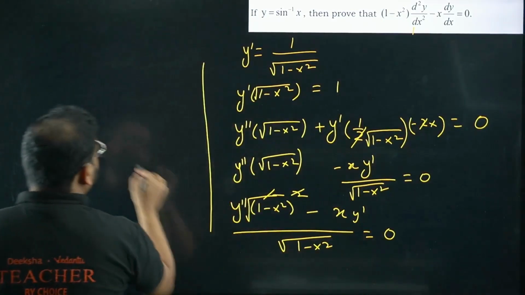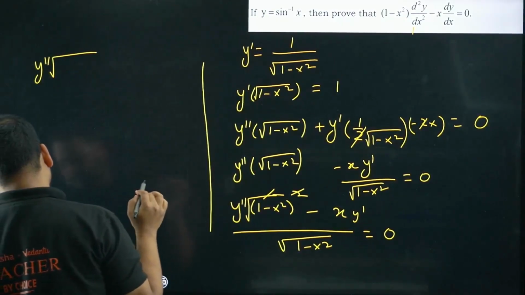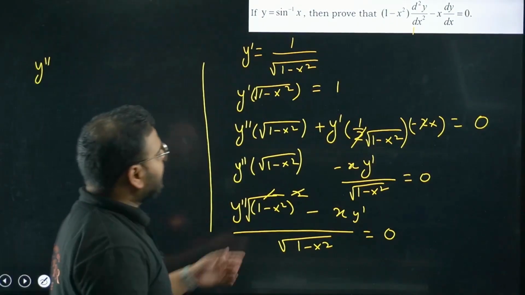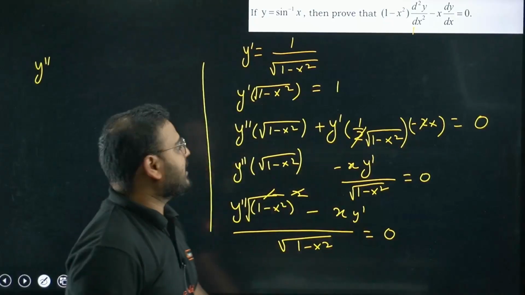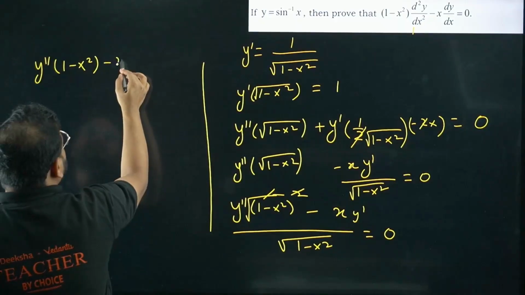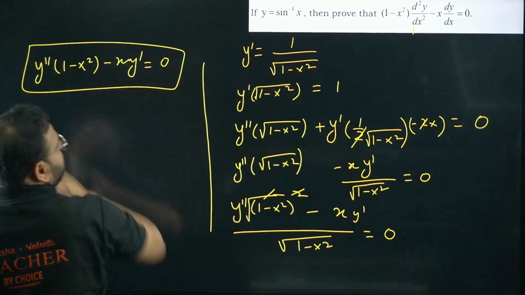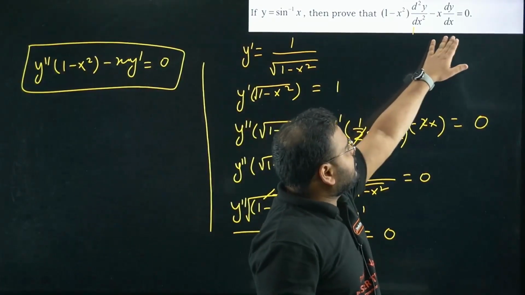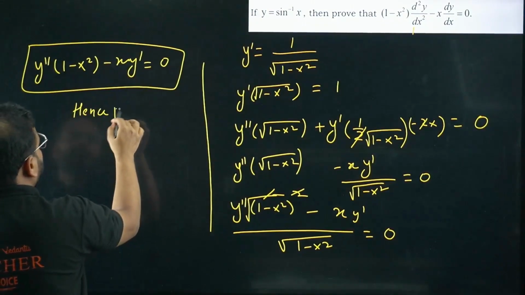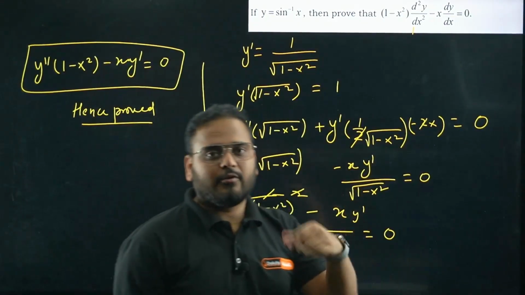Now for this, I get y double dash, and the root is cancelled because root and square are there. Right now we had a root over here. When you take the LCM, you have to multiply that. It will become y double dash times 1 minus x square, and you have x y dash, and you get 0. This is the answer. Hence proved. Simple problem, just follow the steps very carefully and you get the result.